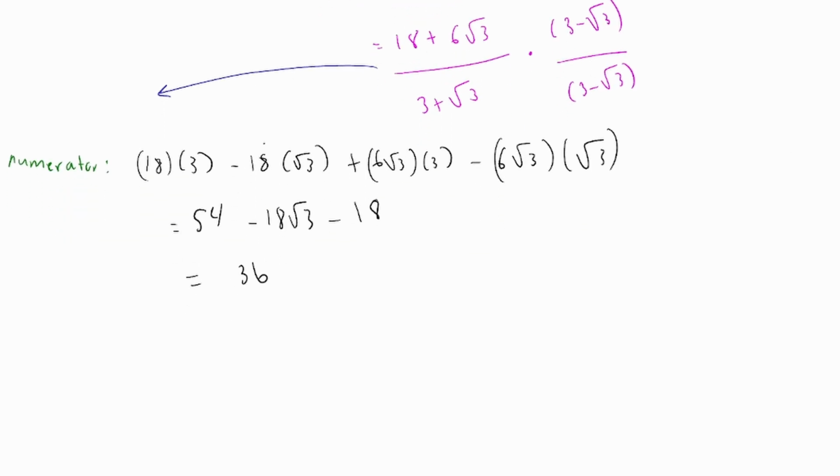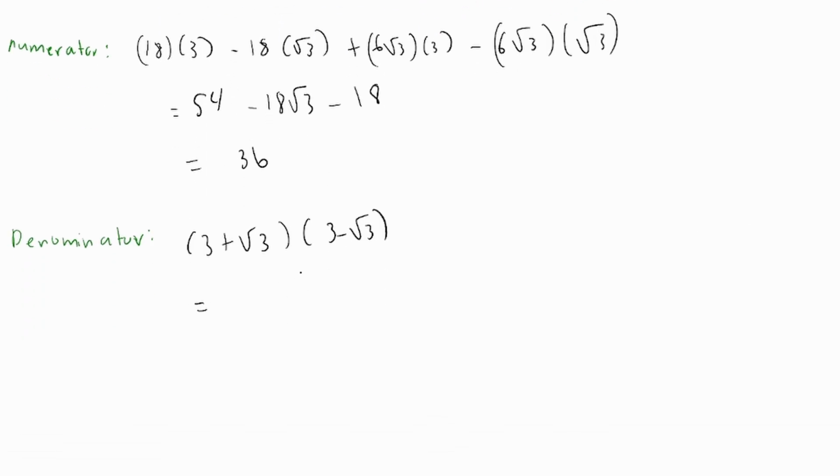Now let's work on our denominator. Usually if you're solving this question, you'd put everything into one big fraction and solve it. That would be nice, but I just wanted to help you guys visualize the numerator and the denominator. The denominator is a little bit easier. We're going to have 3 plus root 3 times 3 minus root 3, and this will simply give us 9 minus 3, which is equal to 6.